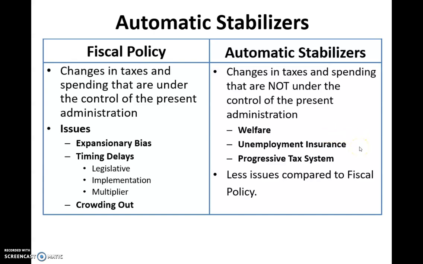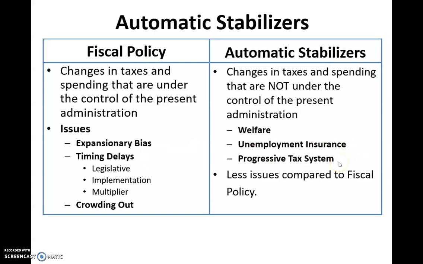Another one is unemployment insurance. As we go into a recession, unemployment is going to go up, and people are going to lose their job and qualify for unemployment checks. Happens again without any government involvement. It's automatic, and with almost no timing delays. That money flows very quickly into the hands of the people that need it.